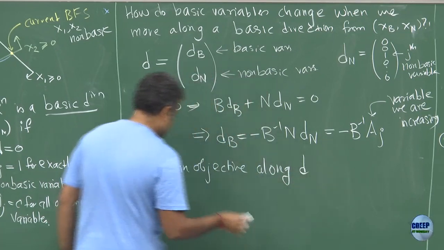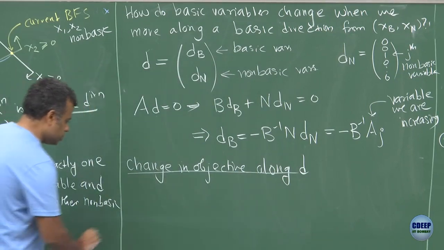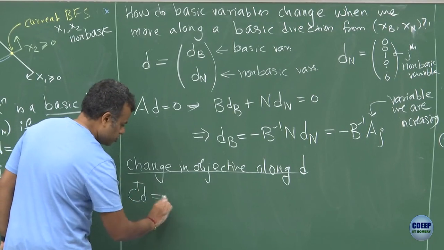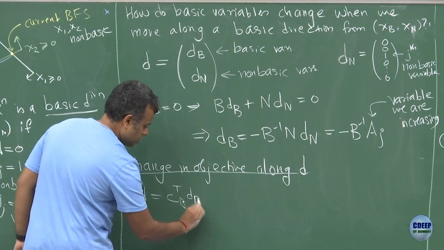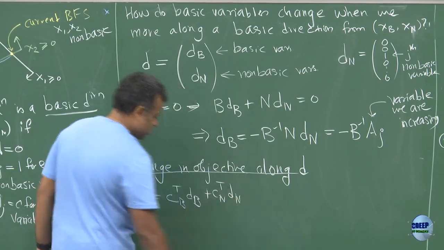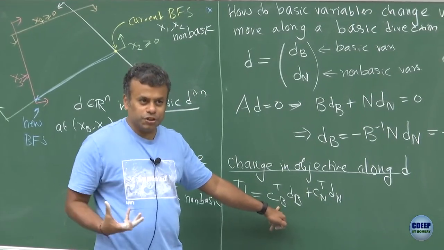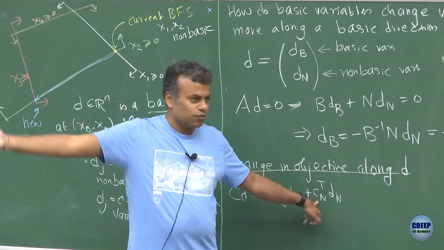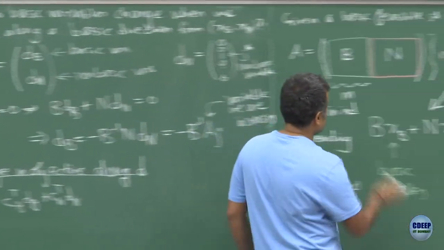Along the direction D. Again, all we have to do is simply calculate. So what is c transpose d? I'm just going to rewrite this as c_B transpose d_B plus c_N transpose d_N. So c_B are the objective coefficients corresponding to the basic variables, c_N are the objective coefficients corresponding to the non-basic variables, right?